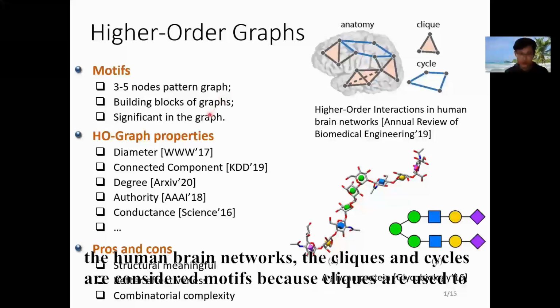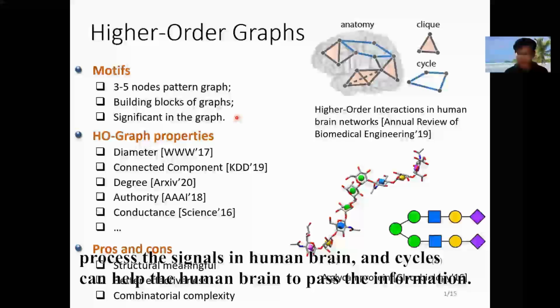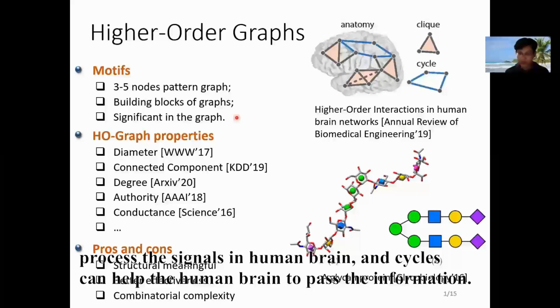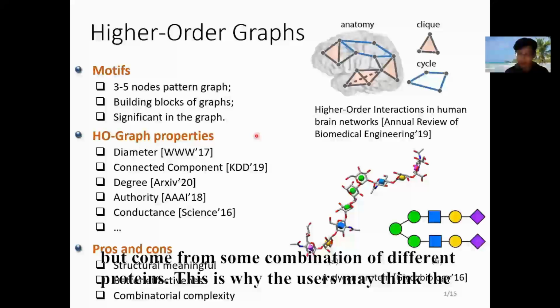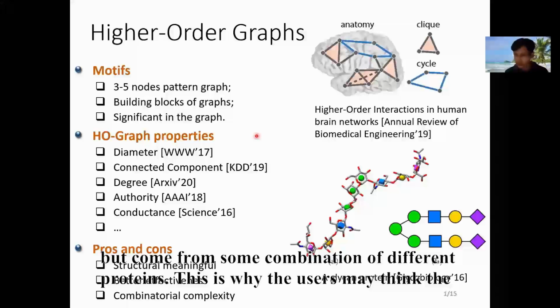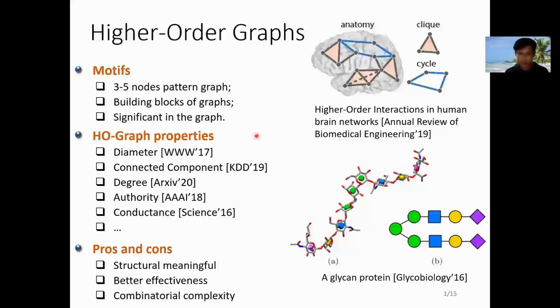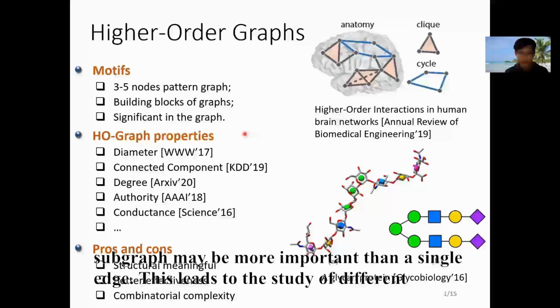For example, in the human brain network, cliques and cycles are considered motifs, because the clique is proven to process the signals in the human brain and the cycles can help the brain to pass information. And in the protein-protein interaction network, the functional units may not form a single protein, but from some combination of different proteins. This is why the user may think the subgraph may be more important than a single edge.